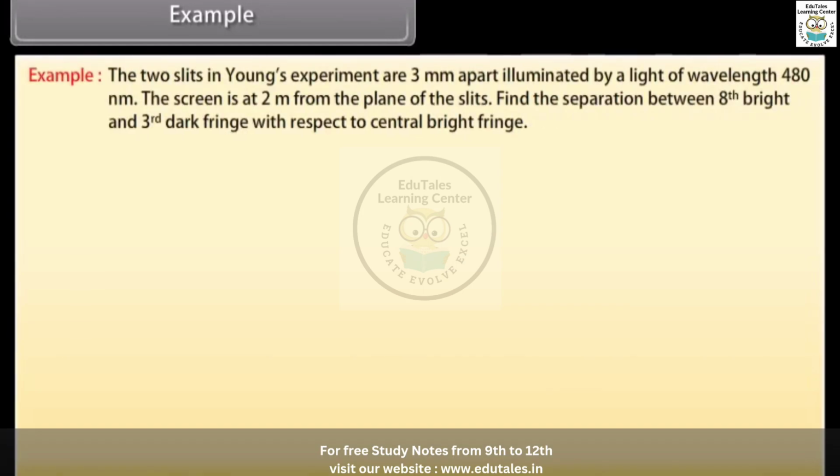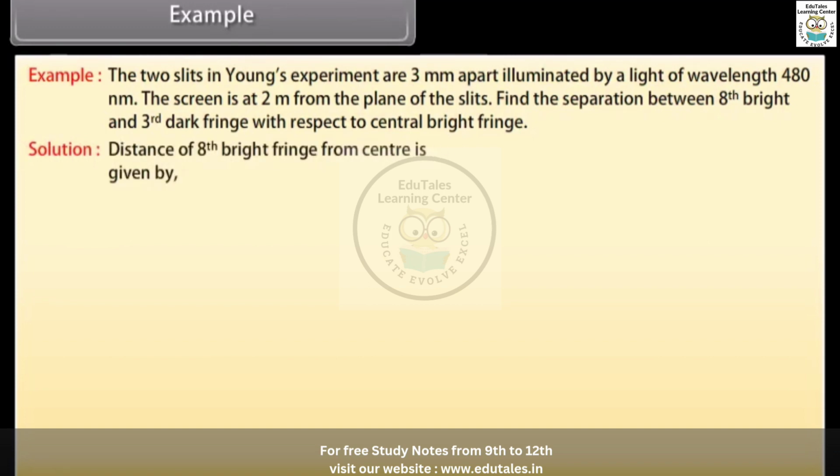Example. Let's take an example on Young's double slit experiment. The two slits in Young's experiment are 3 mm apart, illuminated by a light of wavelength 480 nanometer. The screen is at 2 meters from the plane of the slit. Find the separation between the 8th bright and 3rd dark fringe with respect to the central bright fringe. Let's see the solution.